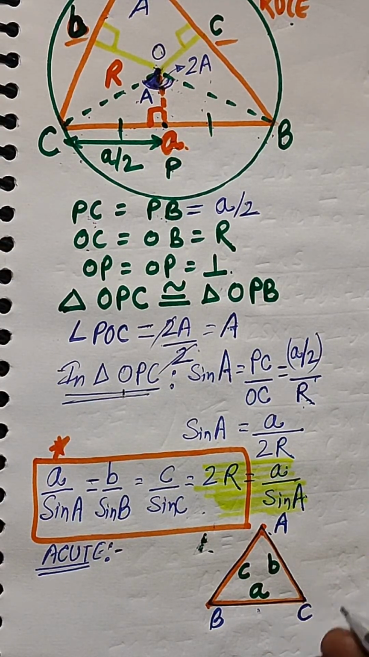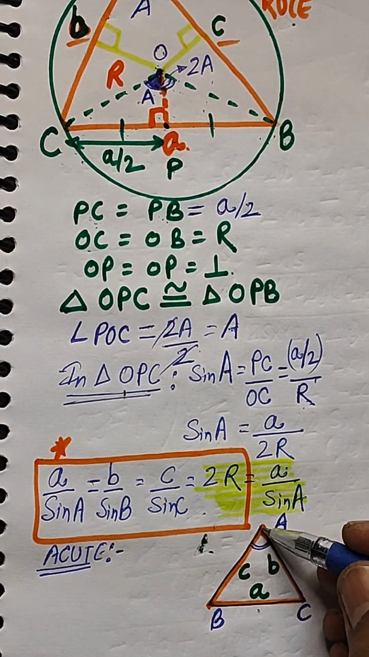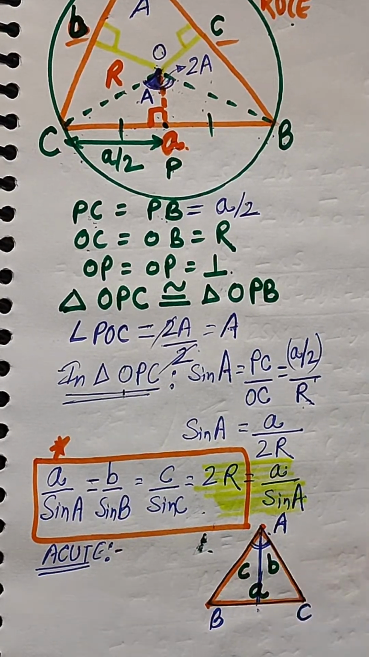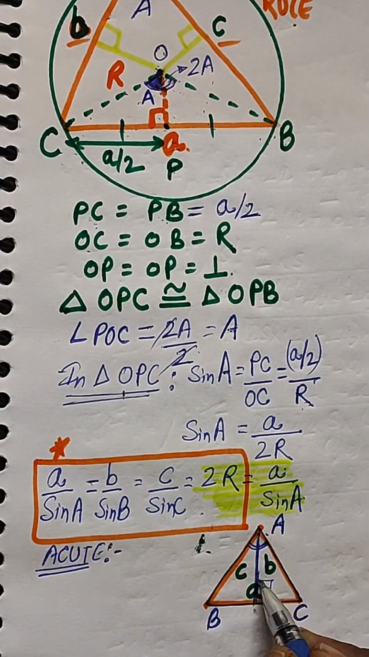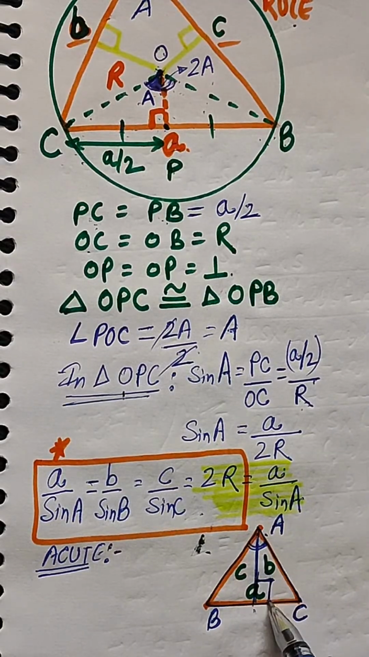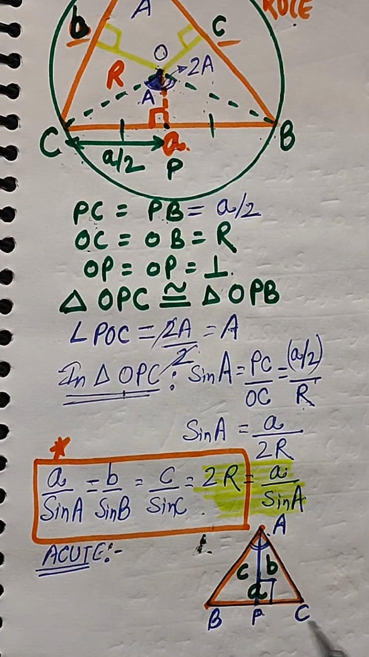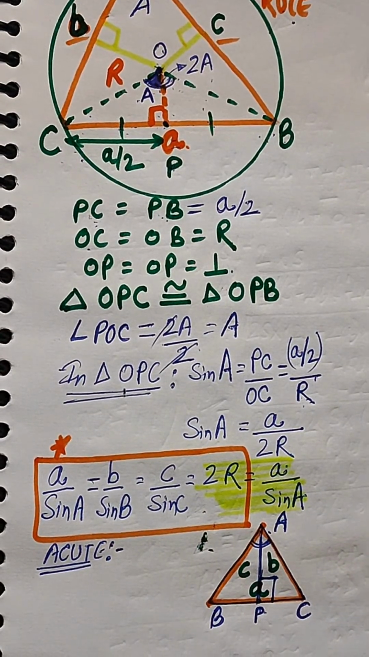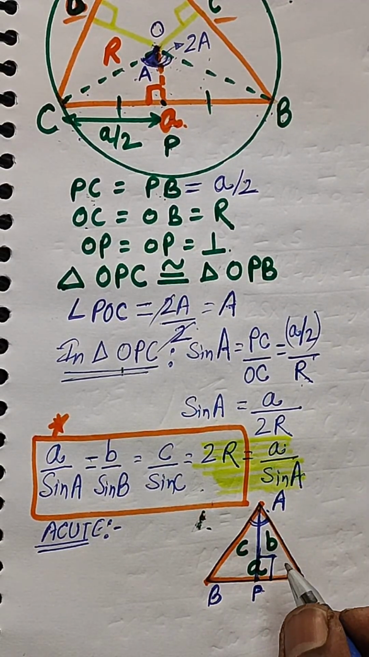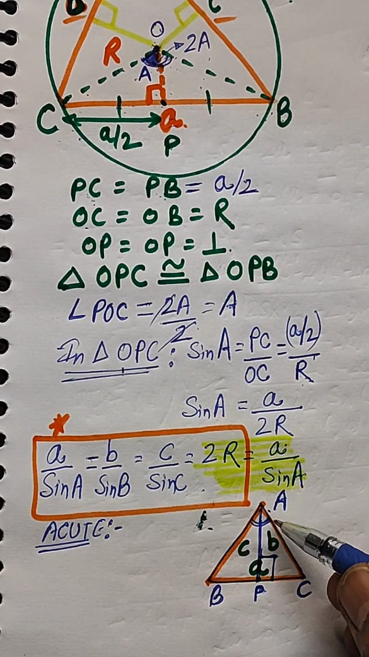So from here, my dear friends, we can say that for an acute angle triangle, if you draw a perpendicular from A to BC, right? Then being 90 degrees, let us say this is B. So from here, let me shift a little. If you consider the sine of A, sine of A is what?